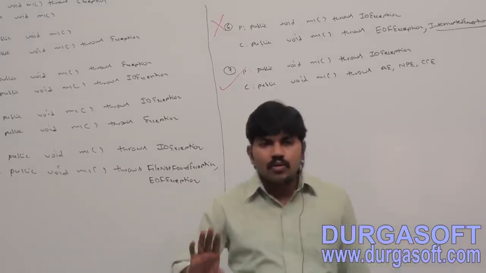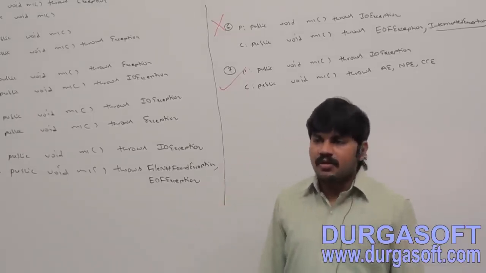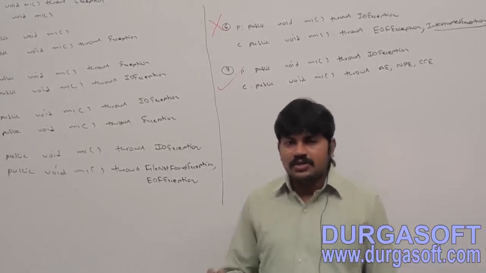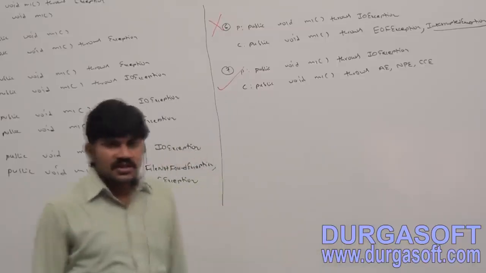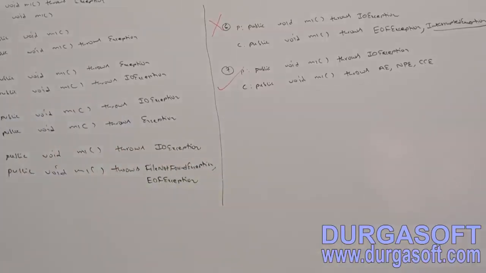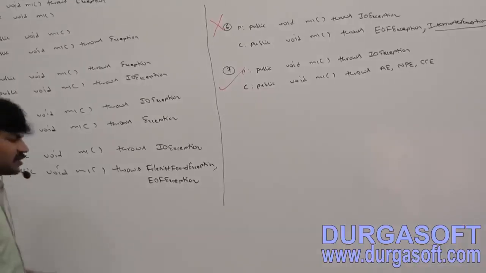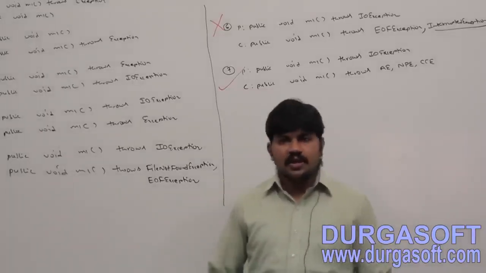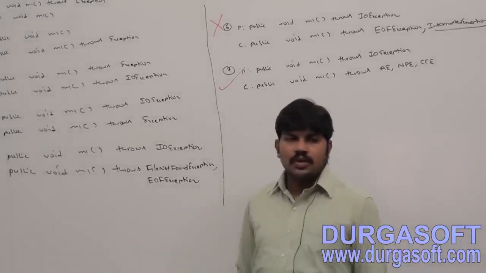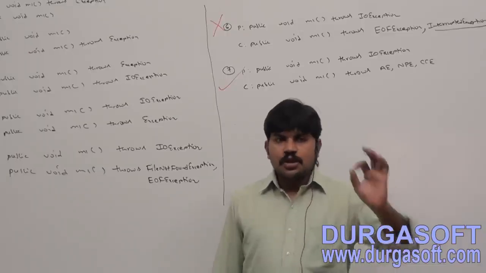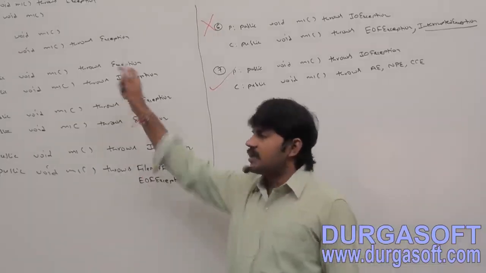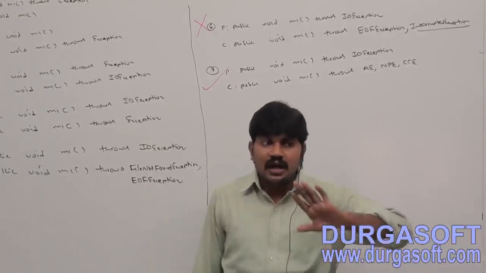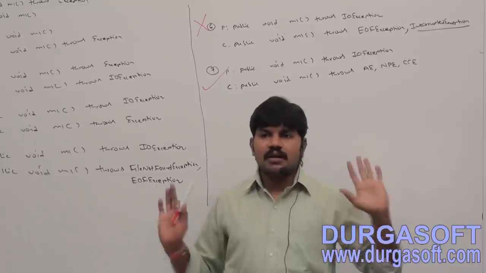but there are no restrictions for unchecked exceptions. That's all. I hope you people are aware clearly. So what is the rule? Let me repeat once again. If a child class method throws any checked exception, compulsory the parent class method should throw the same checked exception or its parent, otherwise compile time error, right?